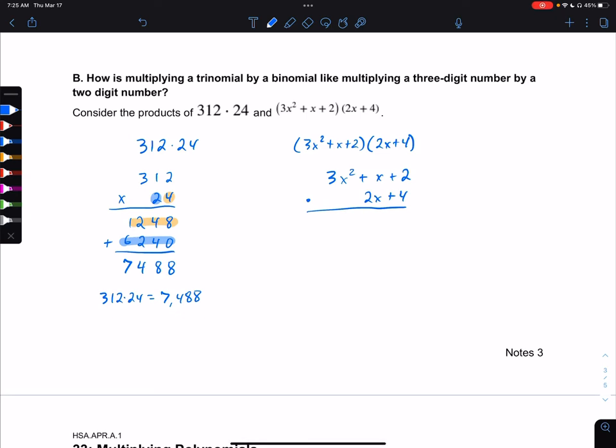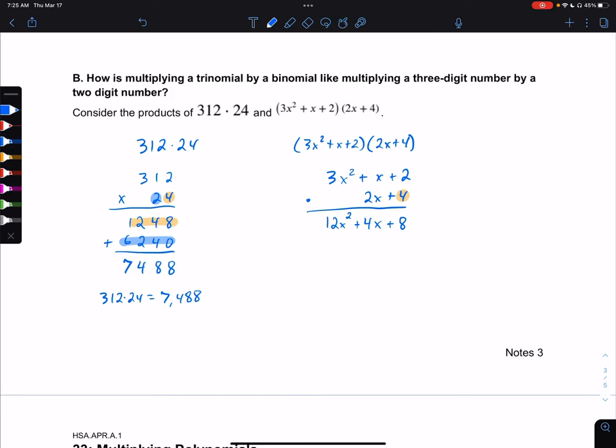You can do the same thing. So you take this 4 and you're going to multiply it by each of the terms up top. So 4 times 2 would be 8. 4 times x is a positive 4x. And 4 times 3x squared would give you 12x squared. So again, it's just an organizational tool. All right, so that would be the 4 being distributed.